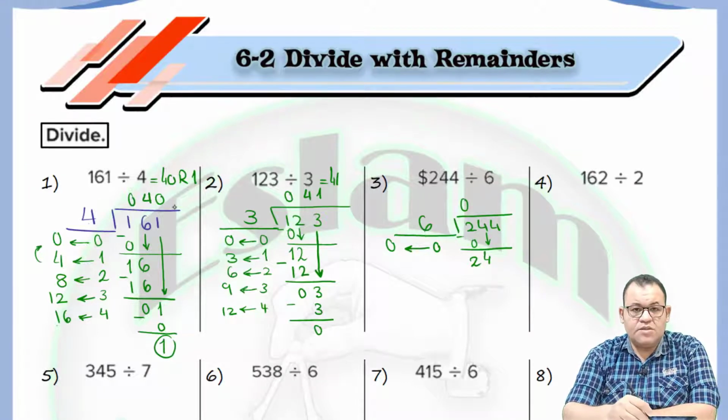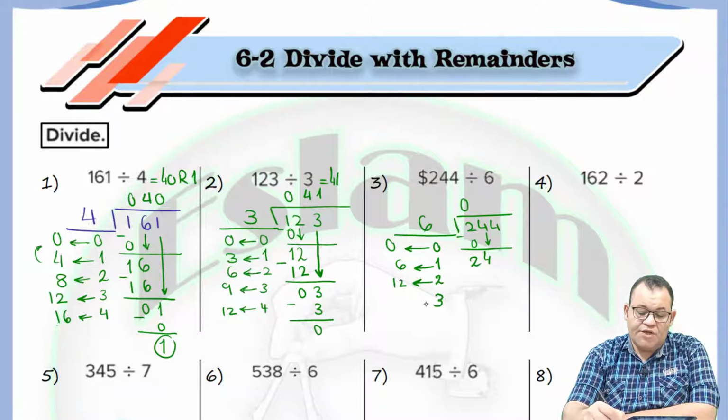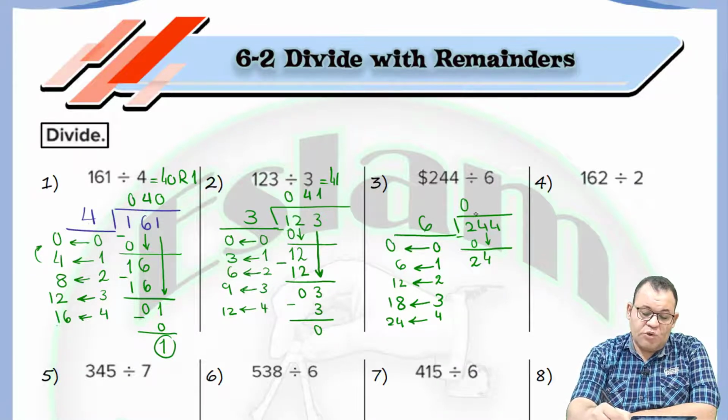24 divided by 6. I need the number that if I multiply it by 6, the answer will equal 24. We can use the times table to find it. 1 multiplied by 6 equals 6. 2 times 6 equals 12. 3 times 6 equals 18. 4 times 6 equals 24. You will find that the closest number is 4, and 4 times 6 equals 24.